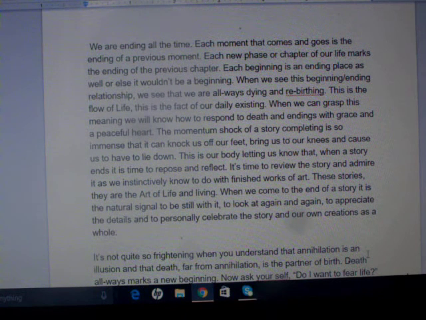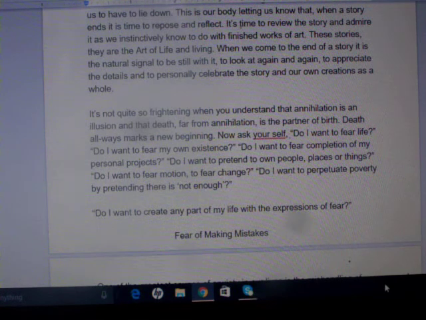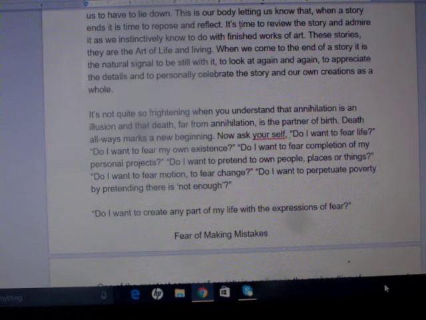When we come to the end of a story, it is the natural signal to be still with it, to look at it again and again, to appreciate the details, and to personally celebrate the story and our own creations as a whole. It is not quite so frightening when you understand that annihilation is an illusion, and that death, far from annihilation, is the partner of birth. Death always marks a new beginning.